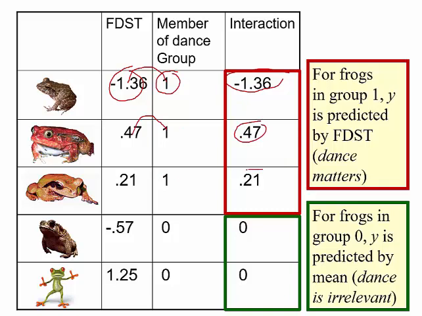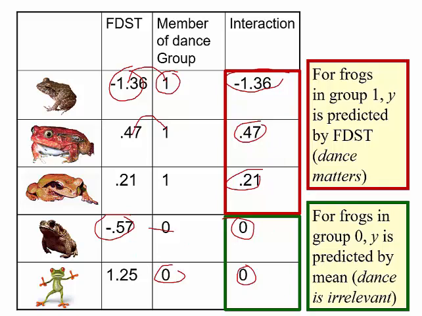0.21 times 1 gives us 0.21. And then for the people in group 0, they're just going to get a bunch of zeros because everything times 0 equals 0. So negative 0.57 times 0 gives us 0. And 1.25 times 0 gives us 0. So we've essentially created this interaction variable that's saying if you're in group 1, your predicted score here, this variable we're going to use as a predictor, is your score on the Froggy Dancing Skills test.